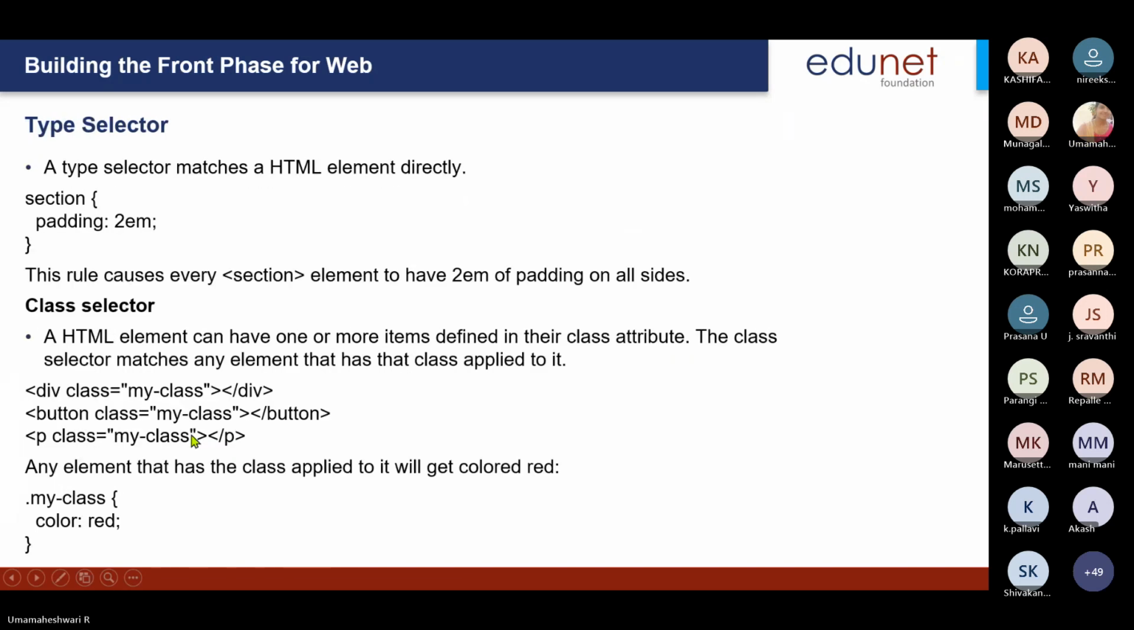So next are the type selectors. We have something called a class selector. Class selector means an HTML element can have one or more items defined in its class attribute. The class selector matches any element that has a class applied to it. For example, a div element is a different element, button is a different element and paragraph is a different element, but you can apply the same class name to the different elements.